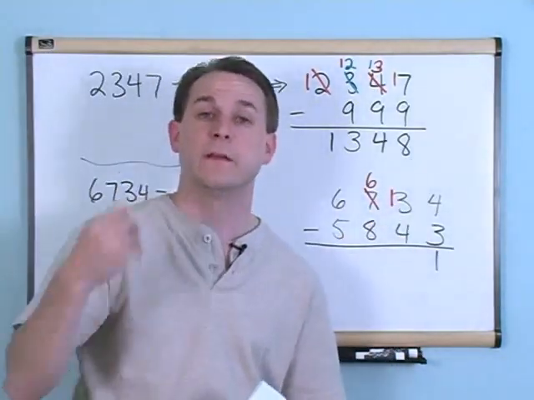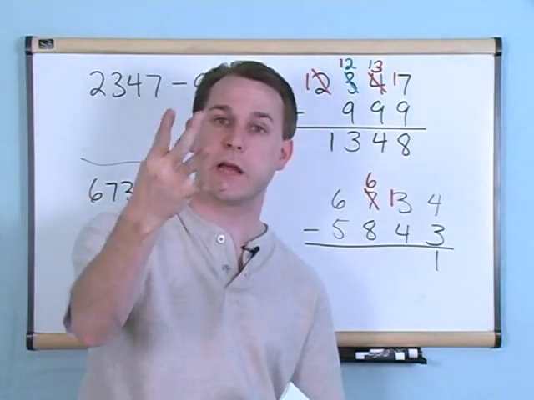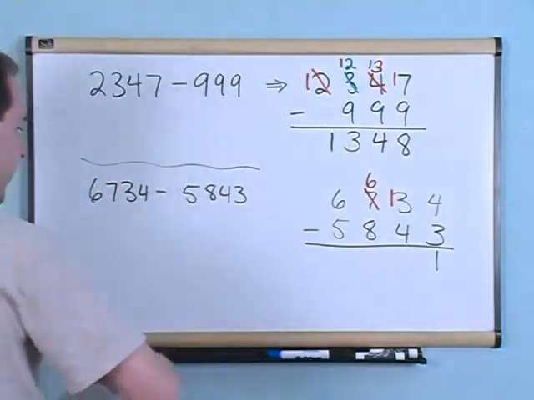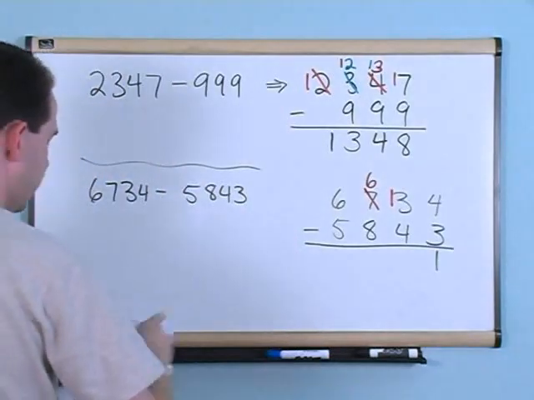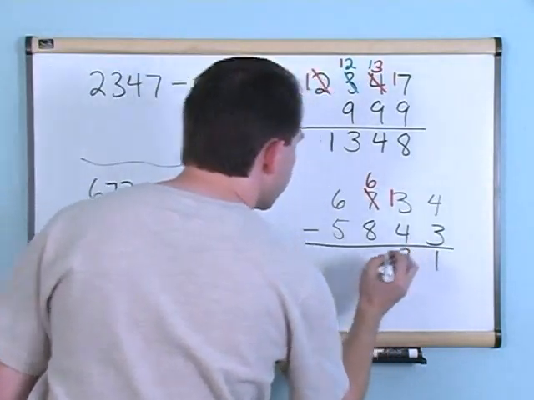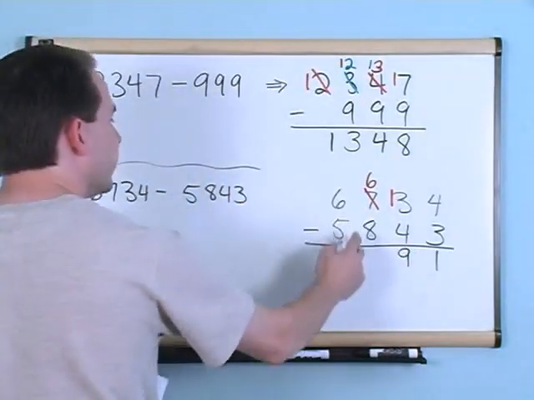Starting at 13, 12, 11, 10, 9. So I took 4 away, and I ended up with 9. Okay? So this is going to be a 9. Now let's work on this column.